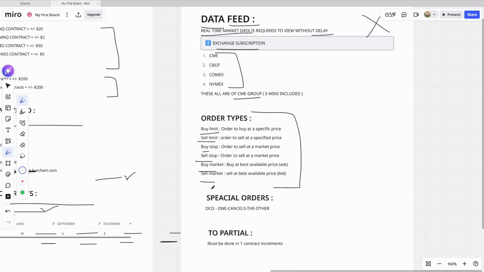That's it. You're not buying puts or calls. You're directly buying or selling the futures contract itself. If you short the market, you sell first, and later you buy back to close the position. That's called covering. Now let's talk about the main order types. First, buy limit and sell limit. A limit order means you want to get filled at a specific price or better.